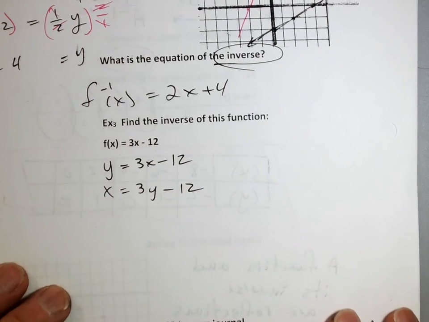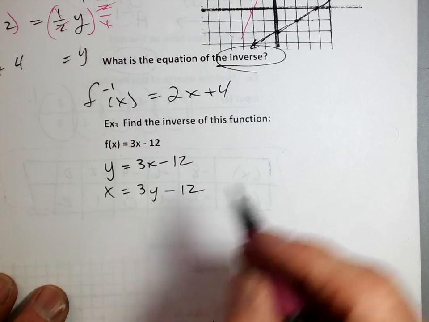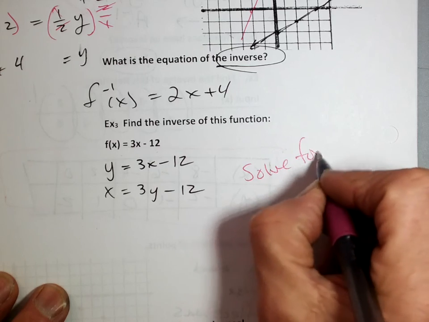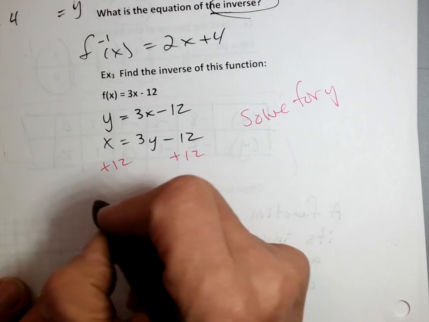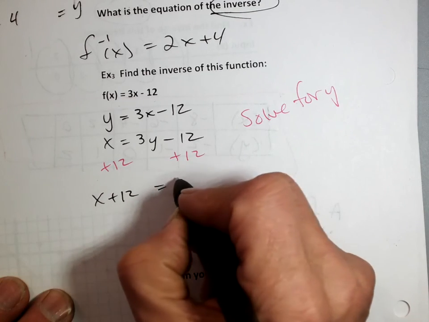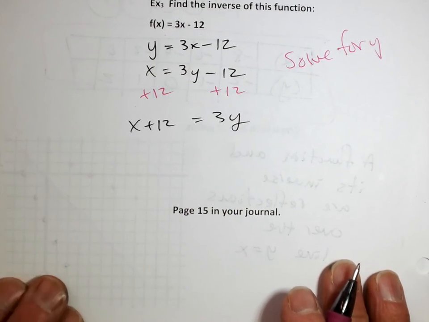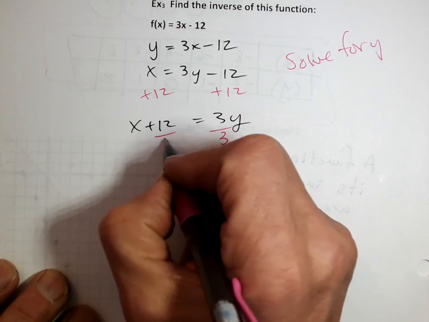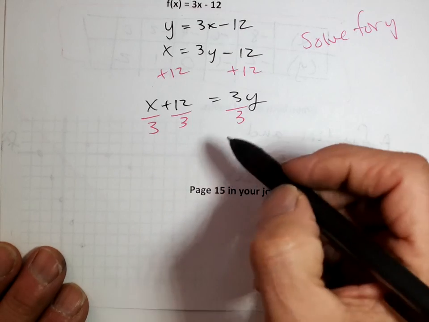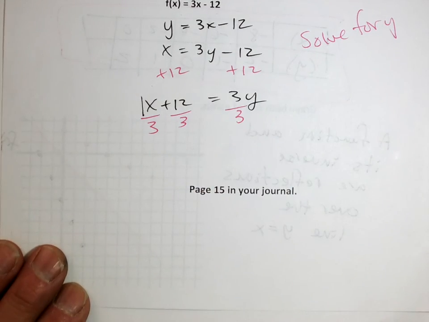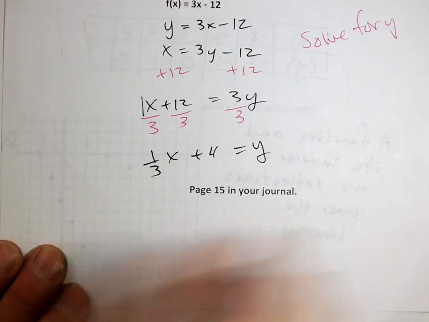Wouldn't it be 1/3? You're way ahead of me. Yes. I need to solve for y. So I'm going to go plus 12, plus 12. That is x plus 12 equals 3y. Penelope, we're going to get a 1/3 in just a second because we're going to divide everything by 3, right? So how about 1/3 x plus 4 equals y? And I would take that on a test.